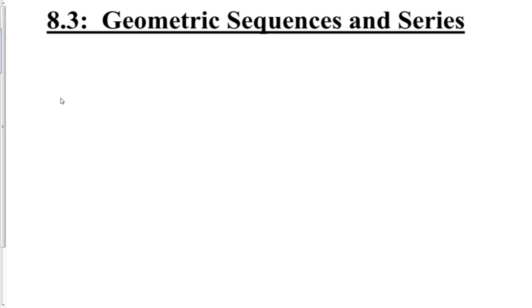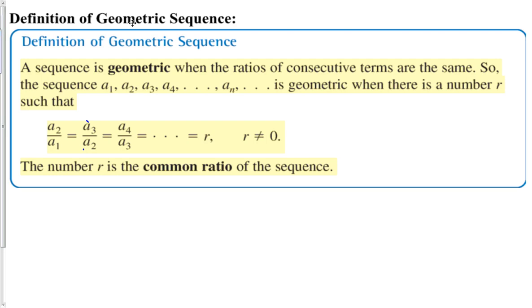Today's lesson is 8.3 on geometric sequences and series. The definition of a geometric sequence is when your pattern is increasing by typically a multiple of a number, like when we're multiplying by times 2 between numbers, or maybe even a fraction, like times 1/2 or times 2/3. A little differently worded, the definition is when the ratios of consecutive terms are the same.